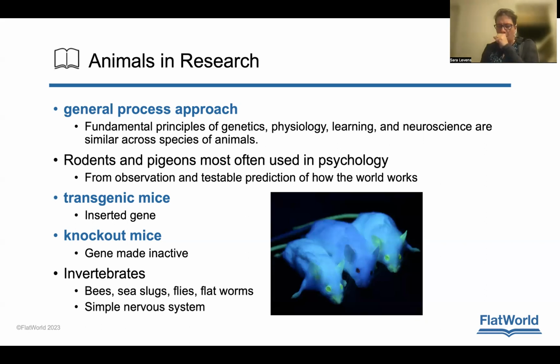And then there are other types of animals, invertebrates, that are used in research to test how they interact with their environment, or various types of research questions. Bees, sea slugs, flies, flatworms, these all have simple nervous systems that can be used to test specific hypotheses.